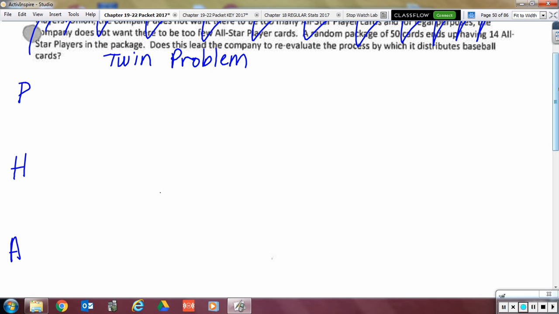So what does P stand for? Your parameter that you're defining, which in this case is a proportion. What does H stand for in the PHANTOMS model? Your hypothesis statements. Very good. What does A stand for? The assumptions. That's when you write out your get real and your random, independent, large enough, normal model. So take a moment, do PHA, and we'll check back on those three items.